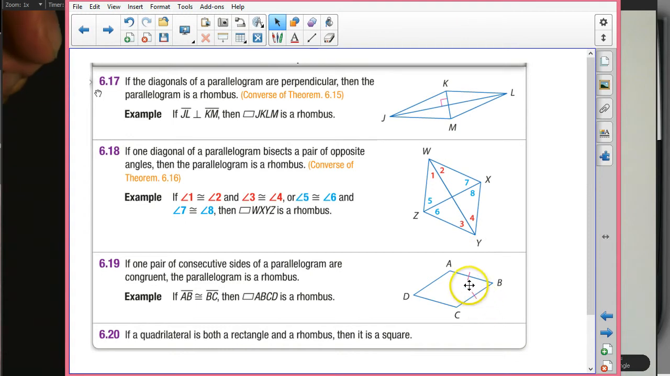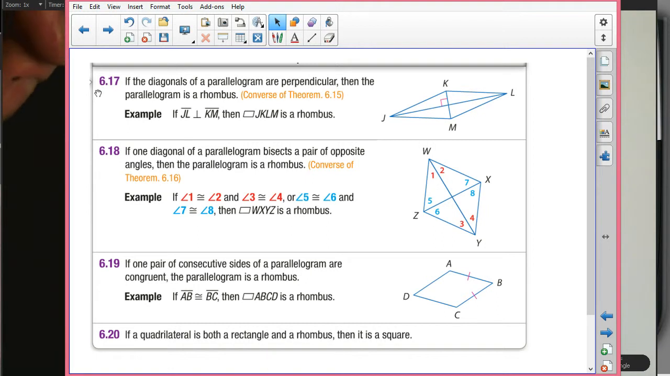Hopefully this one's kind of obvious, because if this is true, then this is congruent to this. We know these guys are congruent. We know opposite sides are congruent. Therefore, it makes for us a parallelogram. And then the last one here, number 20, if a quadrilateral is both a rectangle and a rhombus, then it's a square. So it's kind of annoying. To prove something is a square, you have to prove that it's a rhombus and a rectangle.